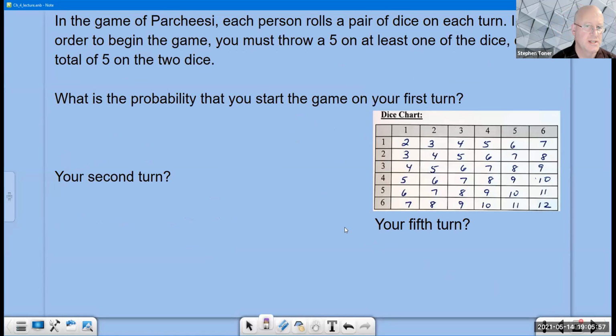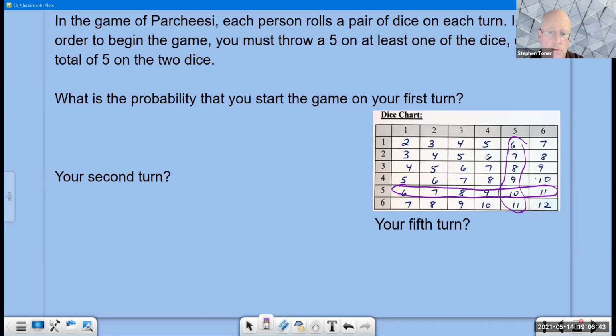In the game of Parcheesi, each person rolls a pair of dice, that'll be the 6-sided dice, on each turn. In order to begin the game, you must either throw a 5 on at least one of the dice, or a total of 5 on the 2 dice. Now I've got the diagram shown here that you had in your notes, that lists all the different outcomes. Now, if you throw a 5 on at least one of the dice, that means you're in the 5 column, or you're going to be in the 5 row. That's a way you can start the game.